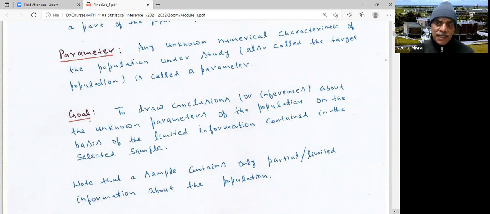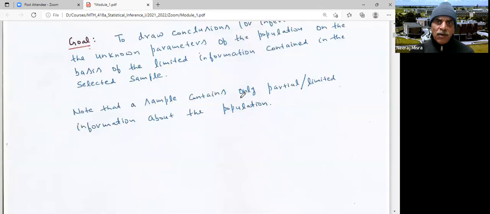Now note that the sample only contains partial information about the population because it is just a part of the population. So it does not contain all the information which is there in the population. Based on this limited information, I want to make conclusions or inferences about the unknown parameters of the population.